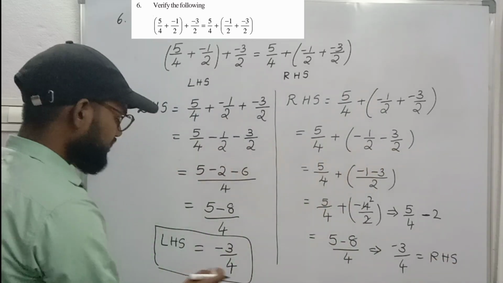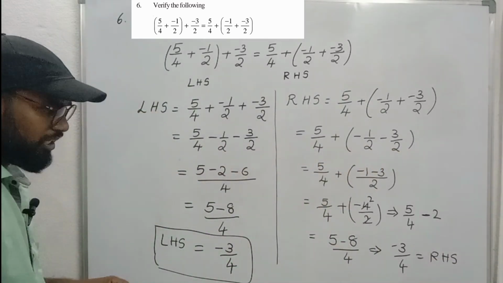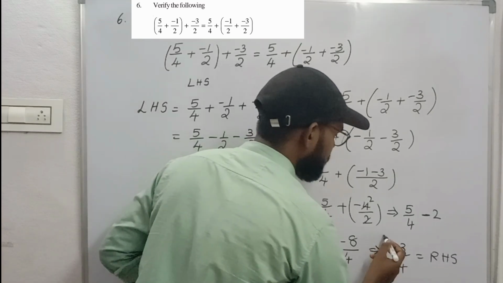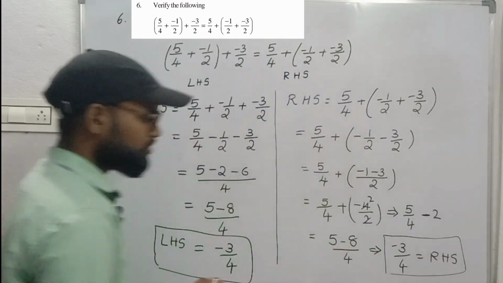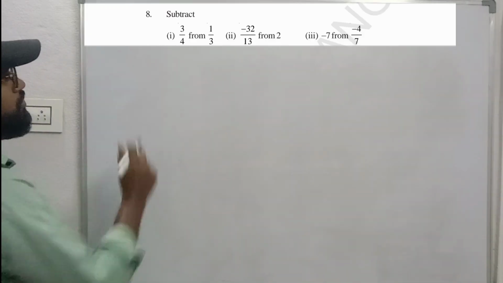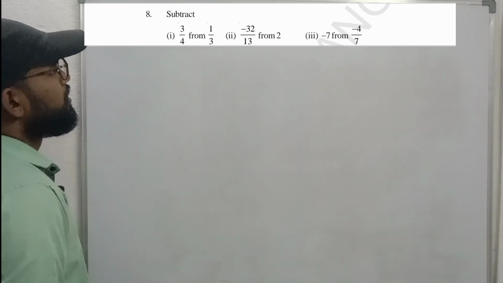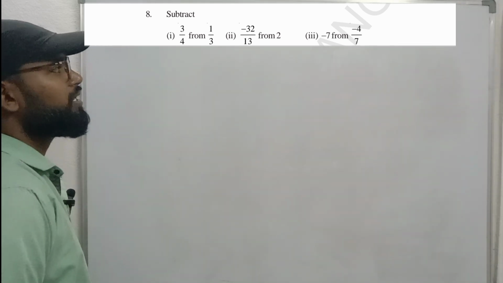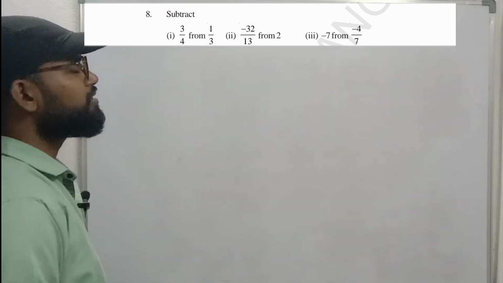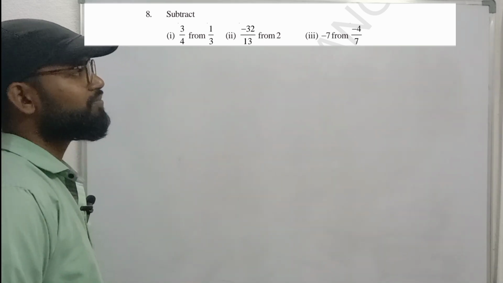So here are LHS and RHS equal or not? Yes, both are the same. So our problem is verified. This is your solution. What is the eighth question? Subtract 3 by 4 from 1 by 3. Next question, subtract minus 32 by 13 from 2.